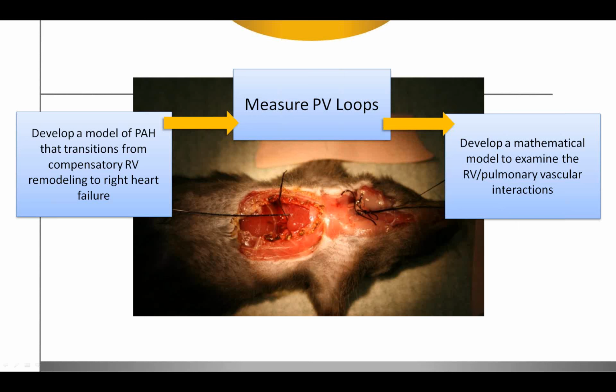Our goal here is to develop a model of pulmonary arterial hypertension that transitions from a compensatory RV remodeling to a right heart failure. To do that, we're going to measure PV loops, and then hopefully what we'd like to be able to do in the end is develop a mathematical model to simulate what we see physiologically.